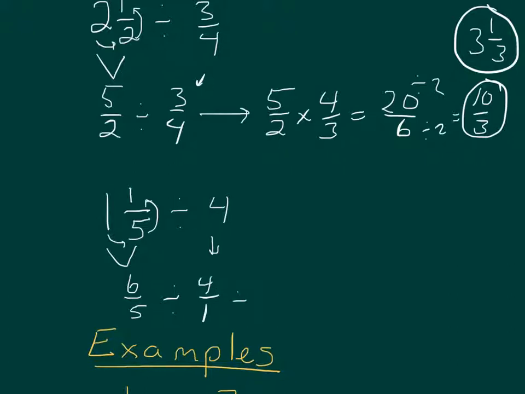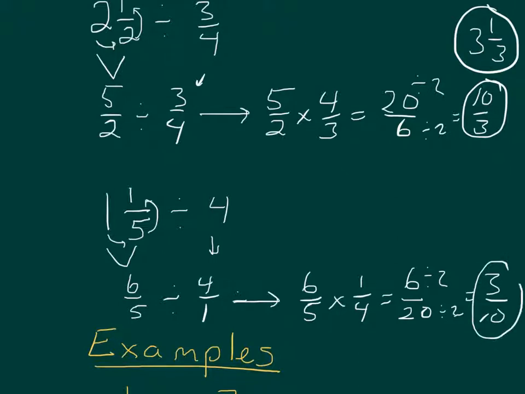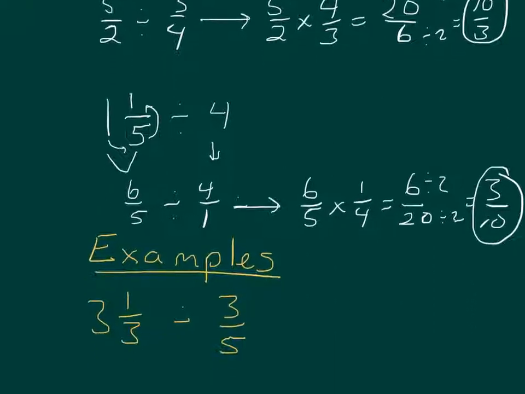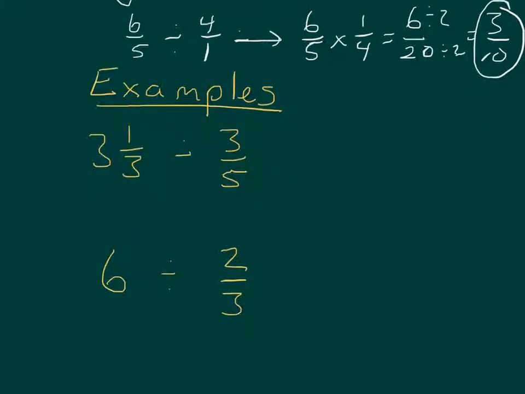So this is going to equal 6 fifths times the reciprocal of 4 over 1, which is 1/4. So I'm going to get 6 over 20. We're going to divide both of those by 2 to simplify, and it's going to equal 3/10. And there's your answer. So here's some examples, 2 example problems for you to do. Finish those up and you're ready for your lesson. Good luck.